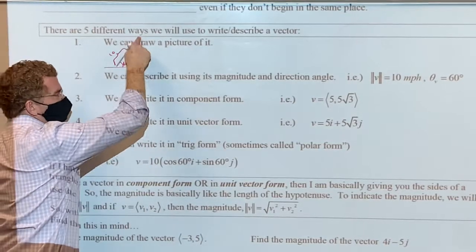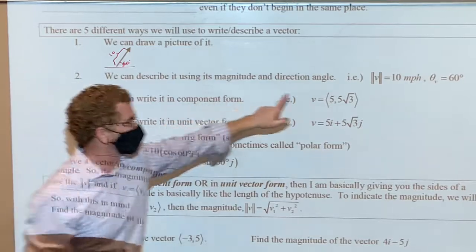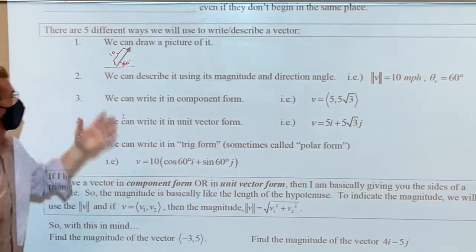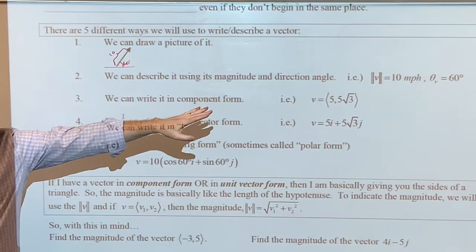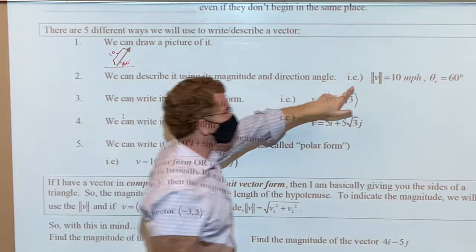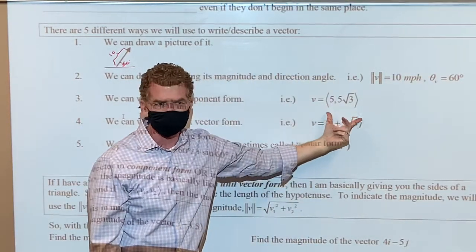Okay, I could draw a picture of it, or I could talk about it like this. And we're going to do a little bit of this, okay? Now, a lot of times I won't give you a picture, I'll just tell you about it in that manner. But what we're really going to do a lot of is convert this magnitude and a direction to what we call a component form.